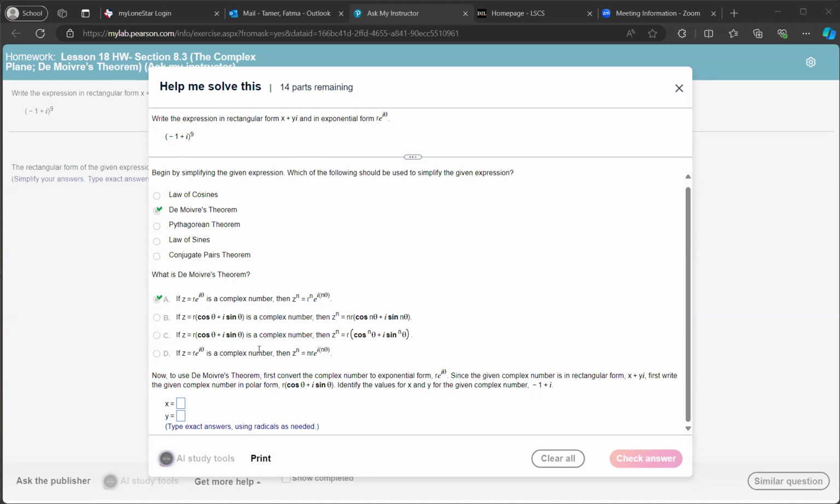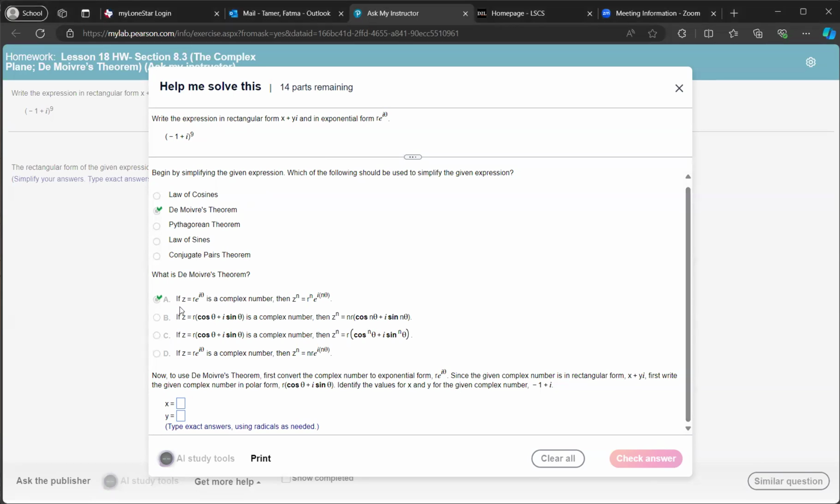Now, I clicked on get more help and then help me solve this tab so that you guys can understand what's going on with each problem. It first asks me, which theorem are you going to use to answer this question? And the answer is De Moivre's theorem. And then it asks, what is De Moivre's theorem?